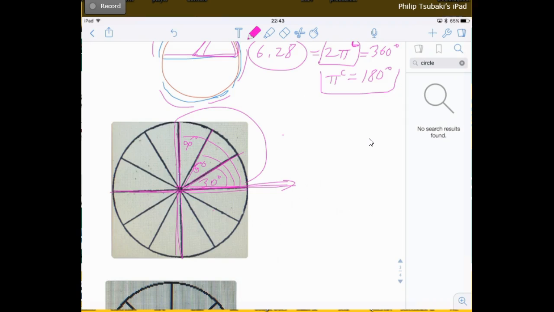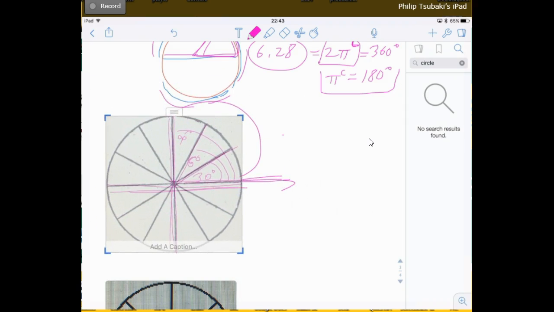Right? And then what if we went even past that? Now we're going to go all the way to here. What would that be? Well, that would be 90 plus 30. It would be 120 degrees. And what if we went 30 past that? It would be 150 degrees. And what if we went 30 past that? Then it would be 180 degrees, right? That makes sense, because half of the circle is 180 degrees.